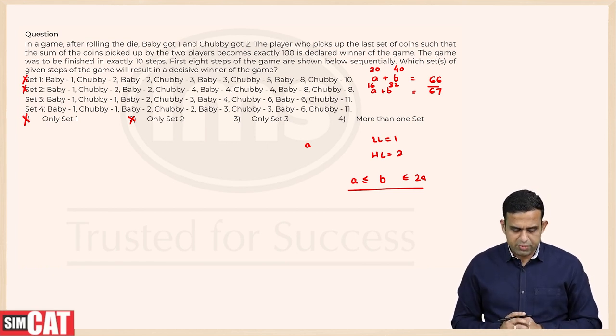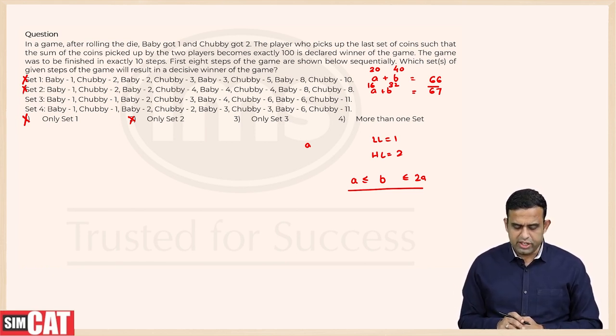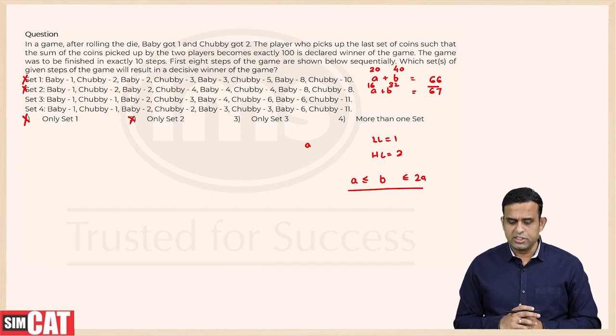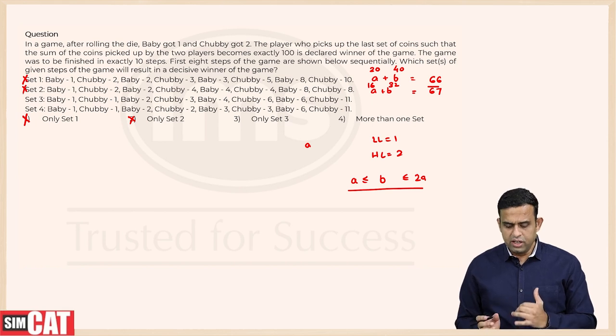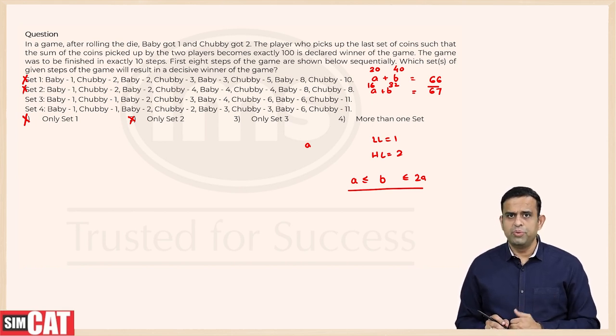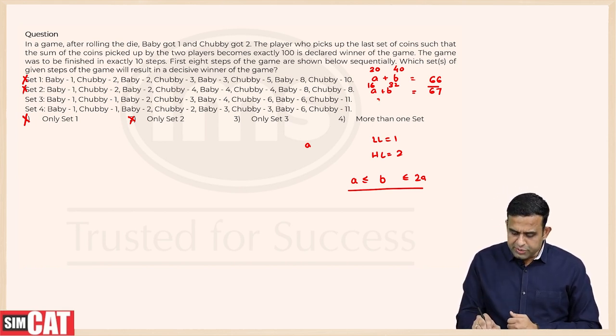If I check for set number 3, the sum right now: 1 plus 1 is 2, 2 plus 2 is 4, 4 plus 3 is 7, 7 plus 4 is 11, 11 plus 6 is 17, 17 plus 6 is 23, 23 plus 11 happens to be 34, which means the value of A plus B needs to be equal to 66.